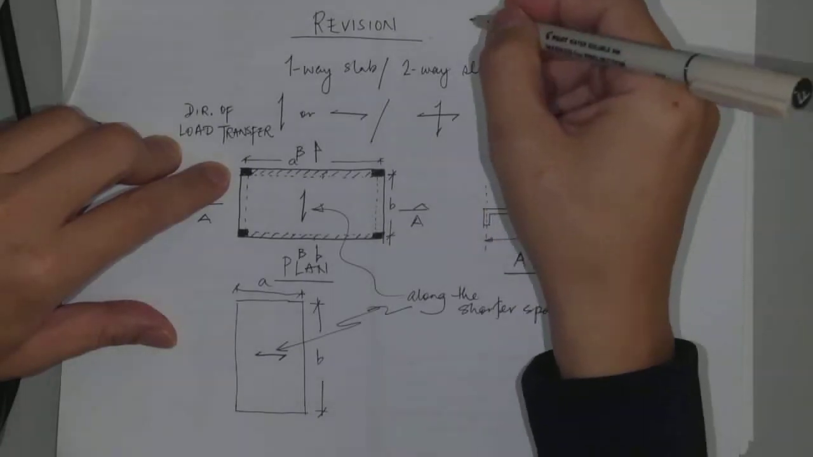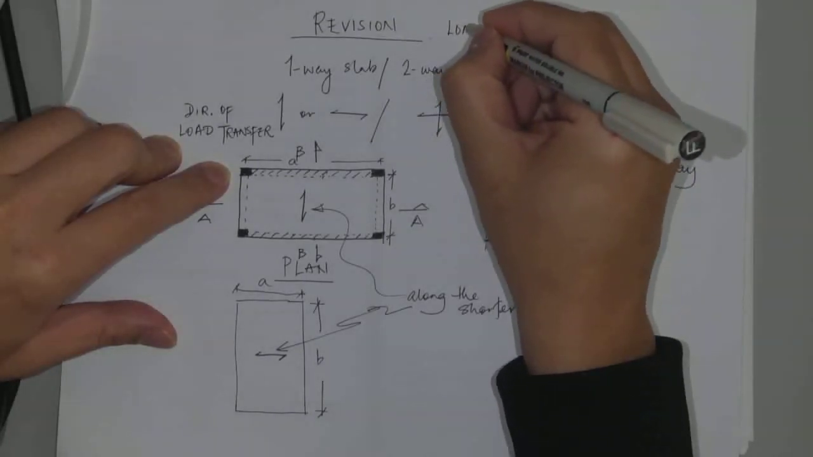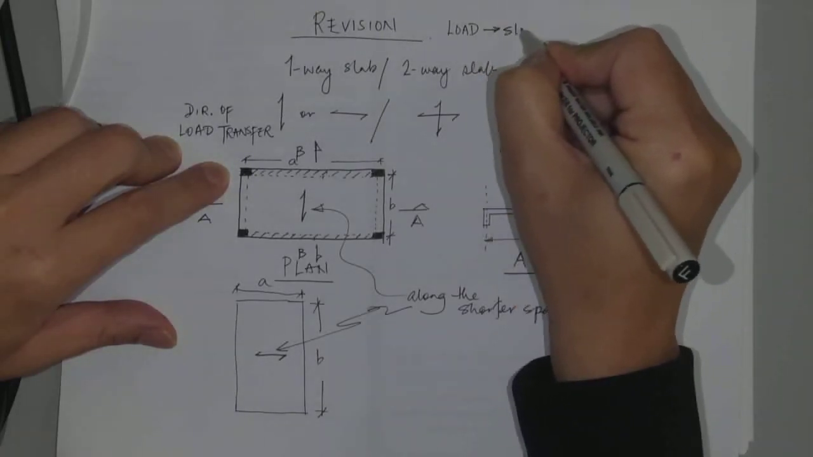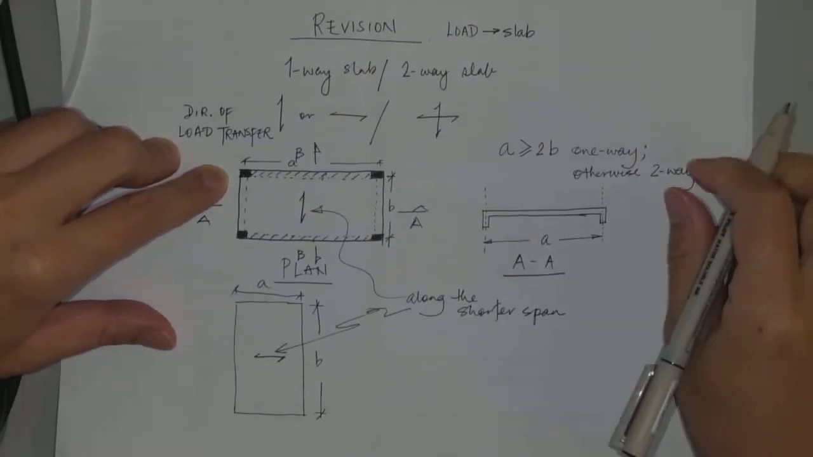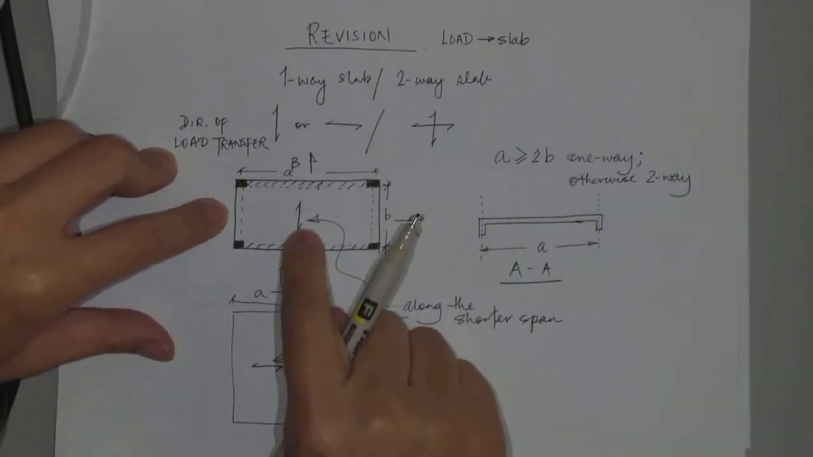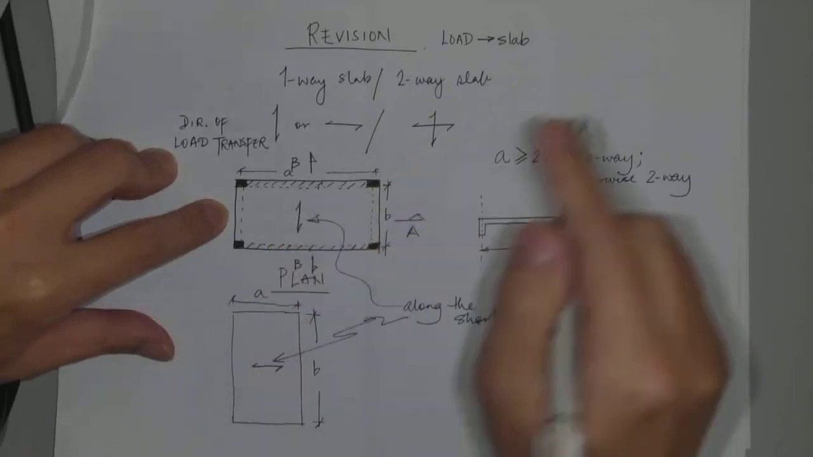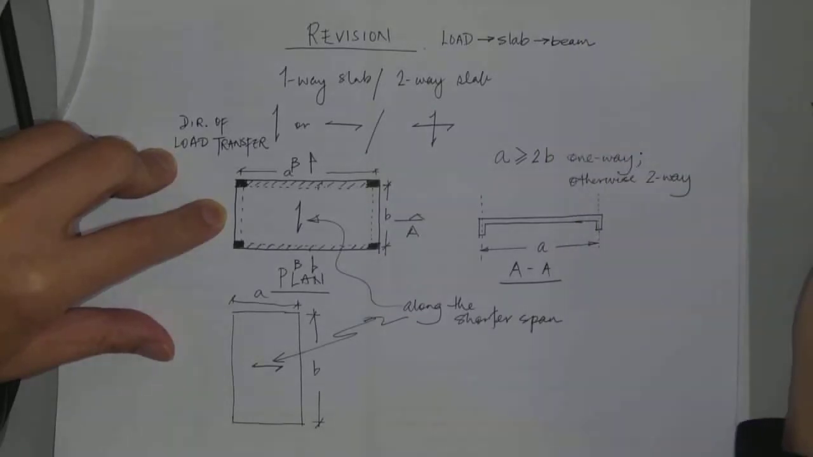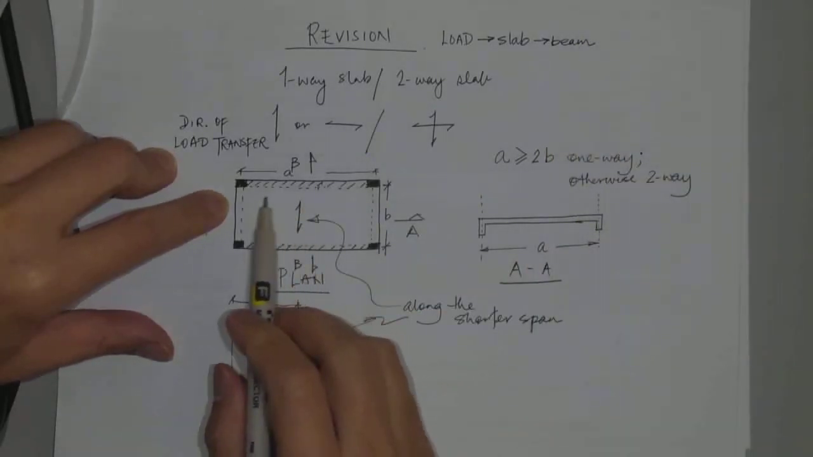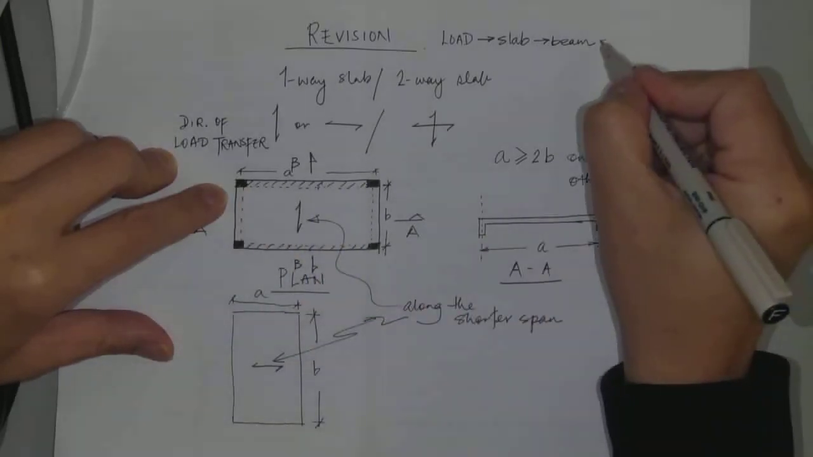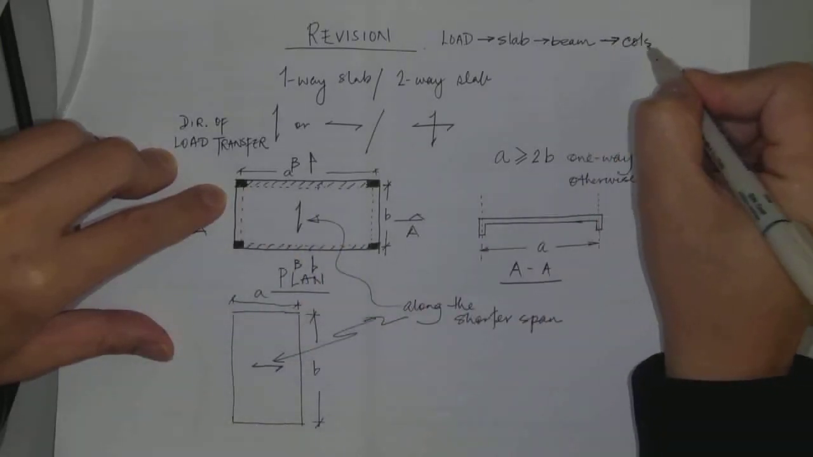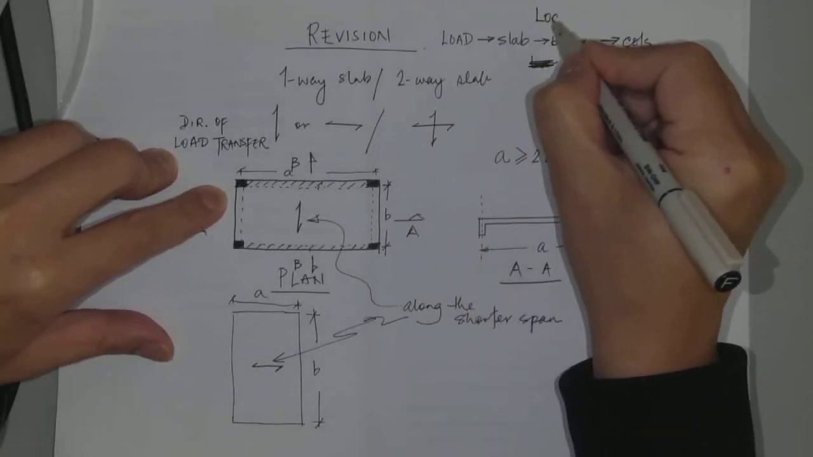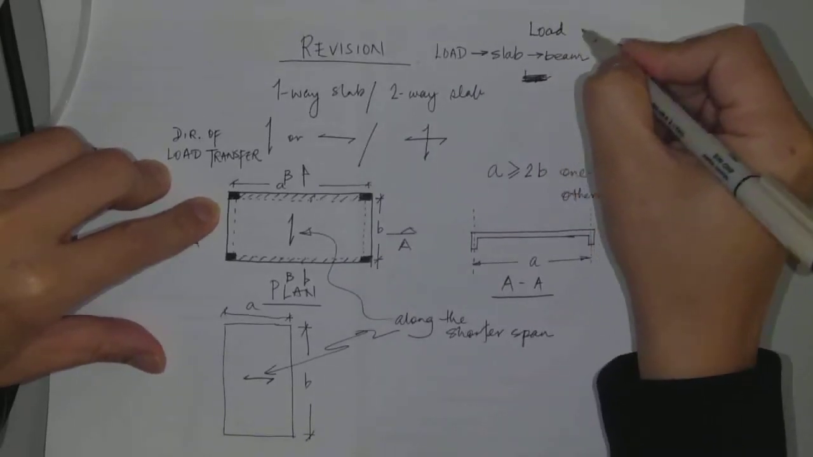So I can write down that my loading on the slab is first of all transferred to the slab, and then according to the direction of the load transfer, it goes to the beams. And then because the beam is supported by those two columns, it goes to the column. So this is what we mean by the load path.